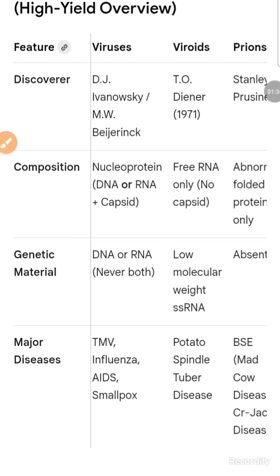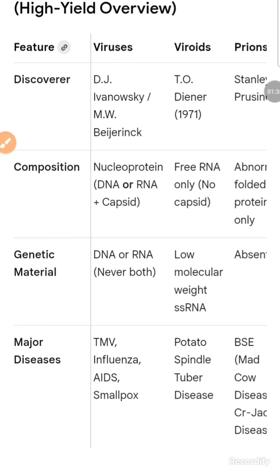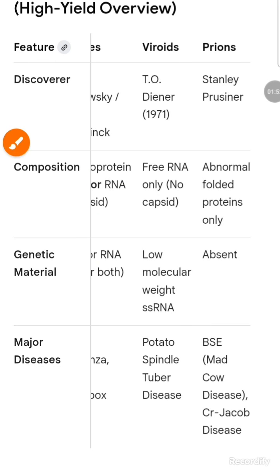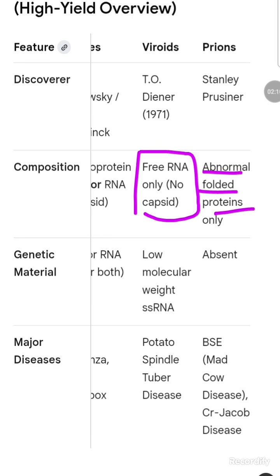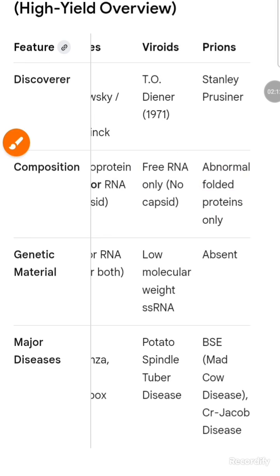What is the main chemical composition of viruses, viroids and prions? Viruses are mainly composed of nucleoproteins, which means they contain DNA or RNA and a capsid. Viroids mainly contain free RNA. They contain only an RNA molecule and there is no capsid. Capsid means the protein coat, and each subunit of the capsid is known as a capsomere. Prions are made of abnormally folded proteins, with no DNA or RNA.